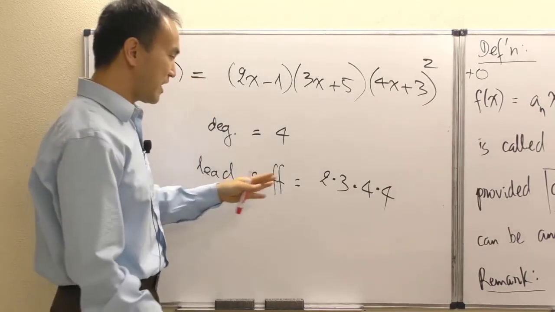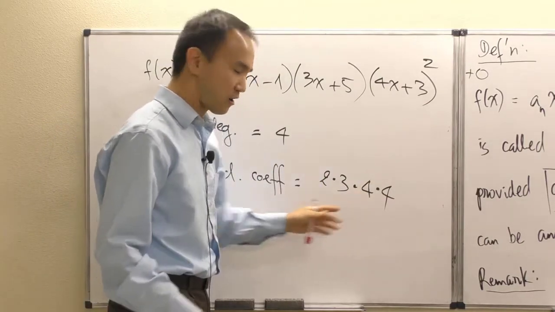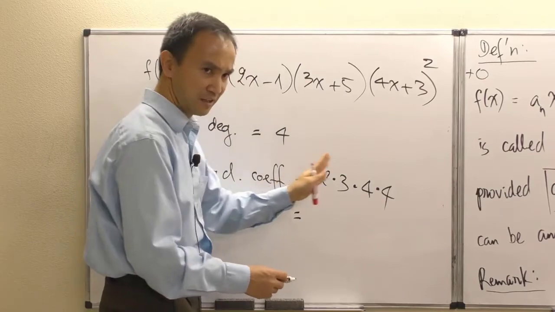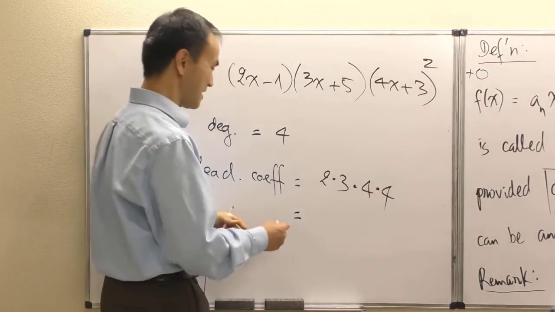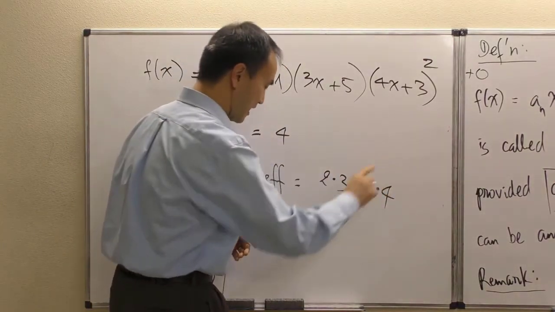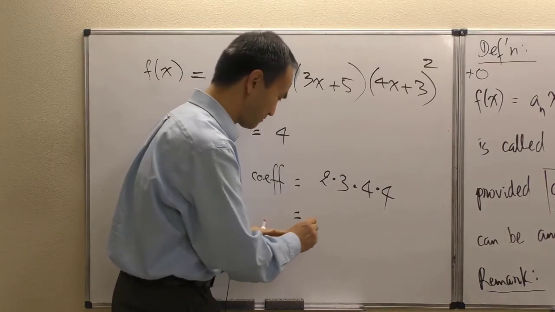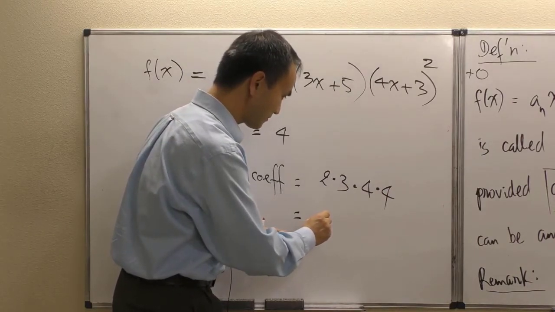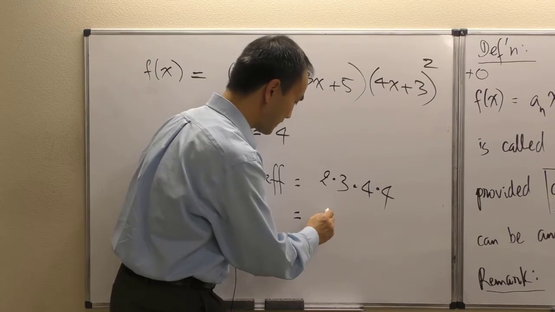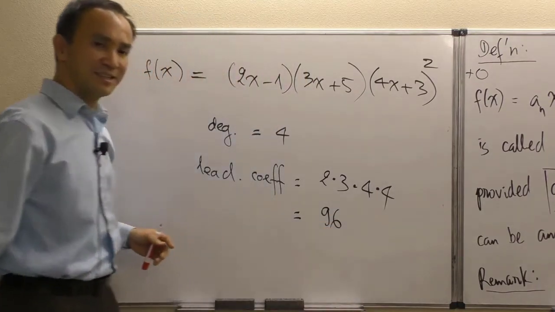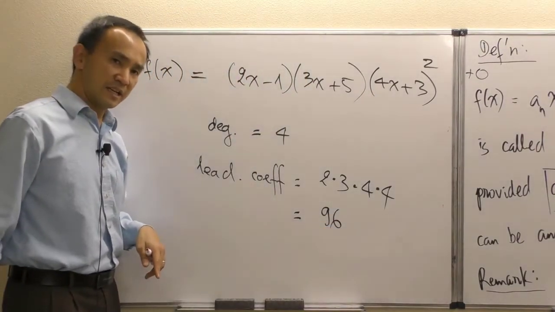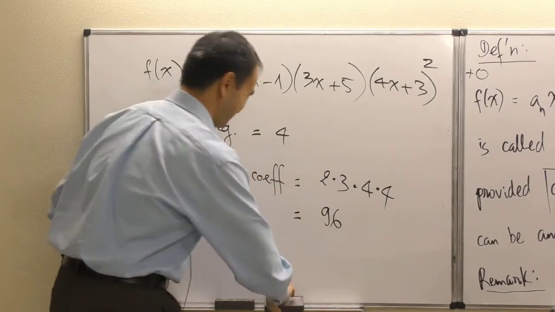That's going to be your overall leading coefficient, and signs count too. So that makes it 6, times 16 altogether, and that's now making it 96. All right, that's now making it 96.